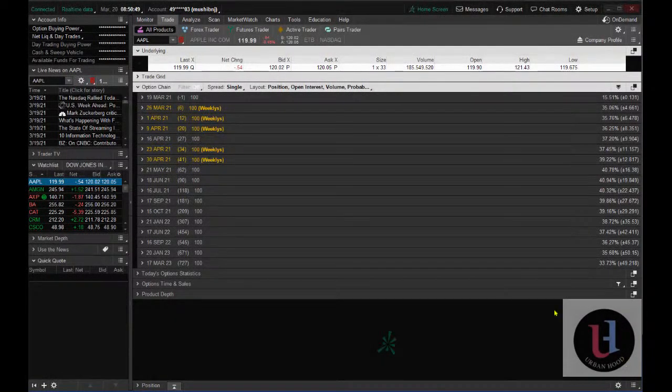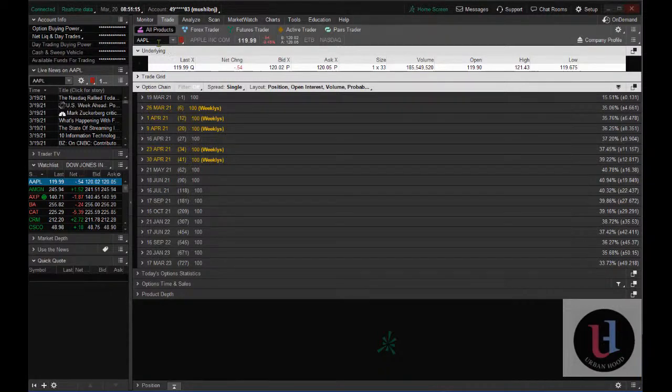Hey team, I want to talk about option chain, what it is, and how to navigate option chain in Think or Swim. It's a good tool given by TD Ameritrade. If you have an account with TD Ameritrade, you can download Think or Swim and you can navigate this option chain.